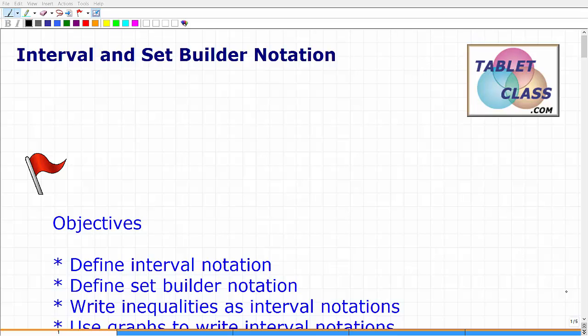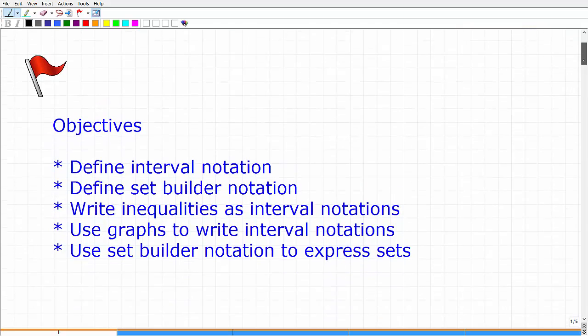Hello, welcome to this video on interval and set builder notation. This will be a lesson on this topic. Okay, let's go ahead and take a look at our objectives here for this lesson.